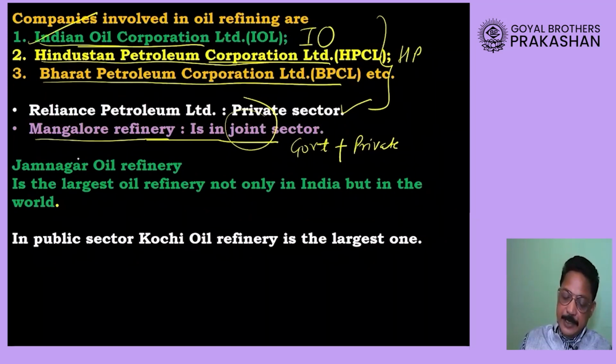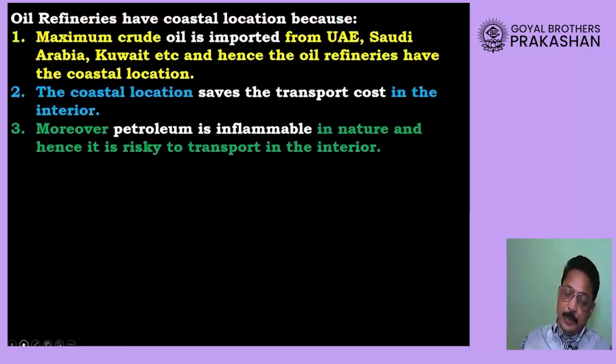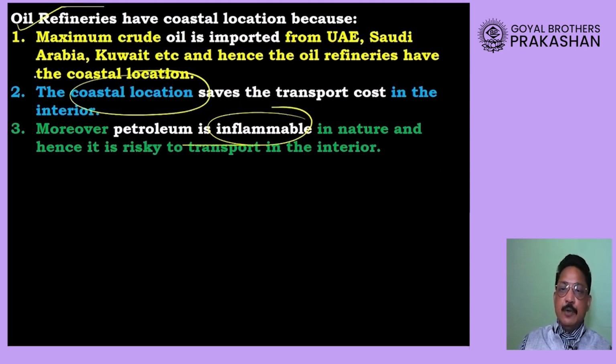We have already seen Jamnagar is the largest one in India. Not only in India but in the entire world, and it belongs to the private sector, whereas Kochi belongs to the public sector in our country. We have also seen why oil refineries are located near the seashore: because it is inflammable, and because of the coastal location, the transport cost will also be reduced.